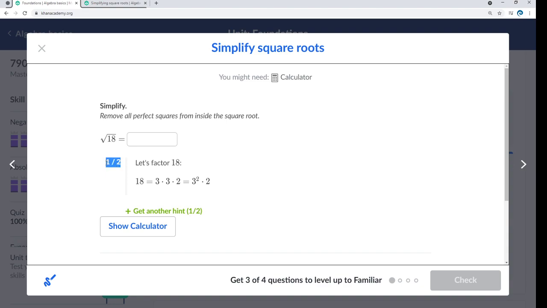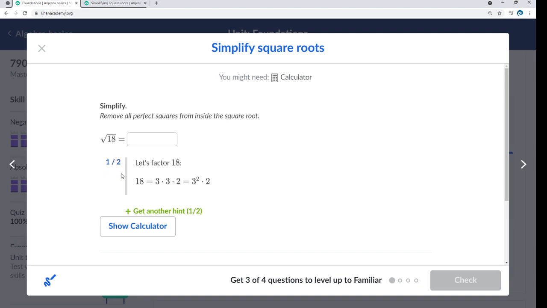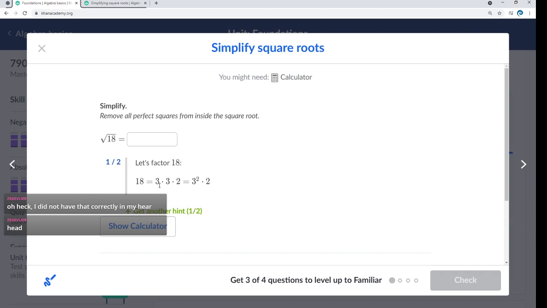Okay. So let's factor 18. 18 is equal to 3 times 3 times 2, which is equal to 3 squared times 2. Okay, I get that. Uh-oh. Zeg was having trouble with it as well.